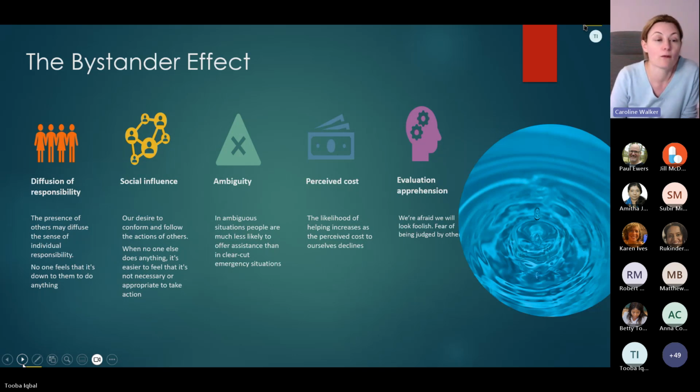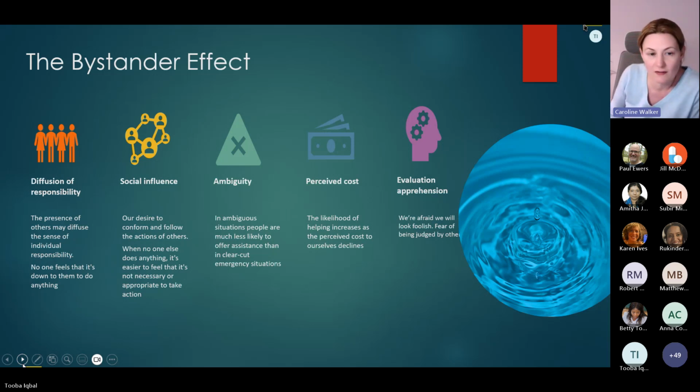And the more people there are, the more that responsibility of reacting is diffused and no one feels that it's down to them as an individual to do anything about it. Other reasons why it's difficult to manage and tackle incivility are things like social influence, especially if you're new to a team, as Tuba mentioned.